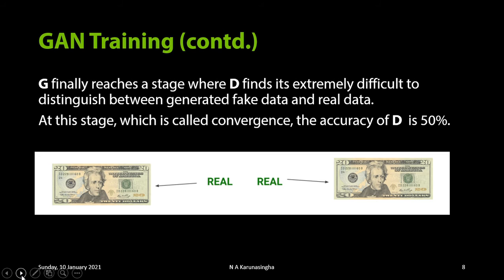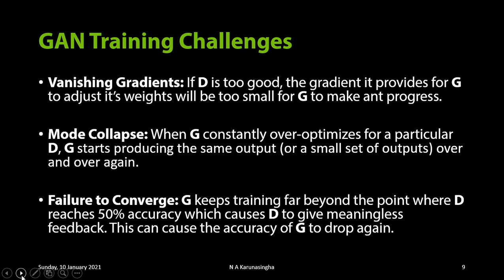So at this stage, we have a fairly good generator that can be used for applications. So there are some challenges when it comes to training these GANs. The first challenge is called vanishing gradients. This happens if the discriminator is too good.